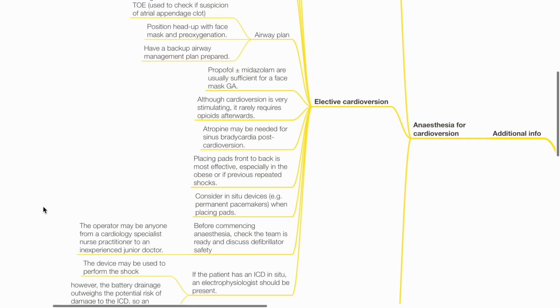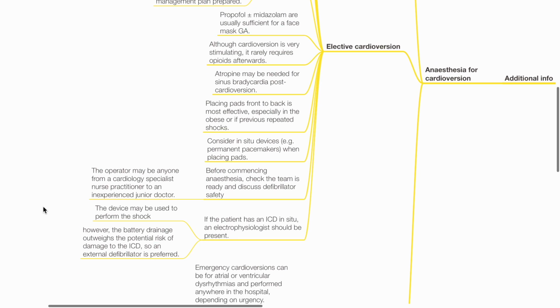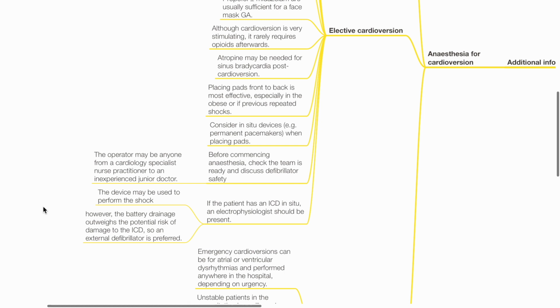Propofol with or without midazolam are usually sufficient for face mask GA. Although cardioversion is very stimulating, it rarely requires opioids afterwards. Atropine may be required for sinus bradycardia post-cardioversion. Placing pads front to back is most effective, especially in the obese, or if previous repeated shocks are required. Consider in situ devices such as permanent pacemakers when placing pads.